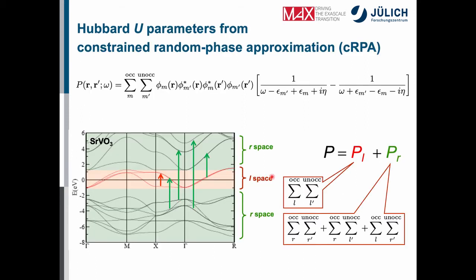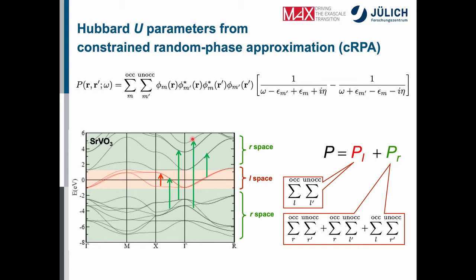What is the idea of the constrained random phase approximation? Let us consider the polarization function, which we have already encountered in the talk about the GW approximation. It contains a double summation over occupied and unoccupied states, so it can be understood as a summation over all single particle excitations, which go from below the Fermi energy to above the Fermi energy.